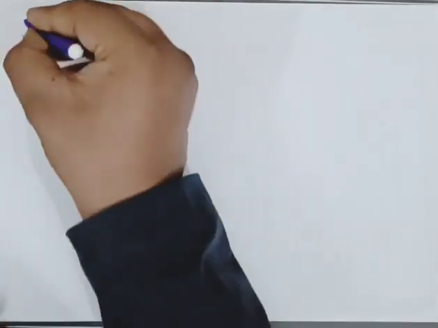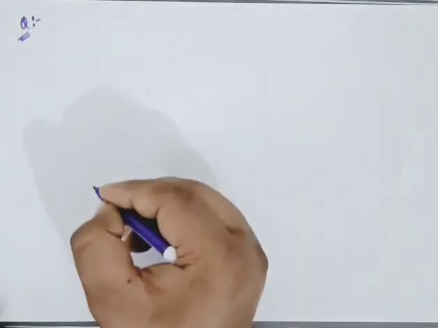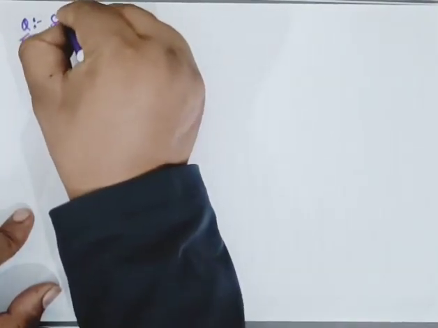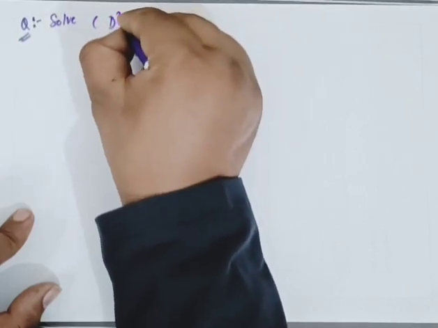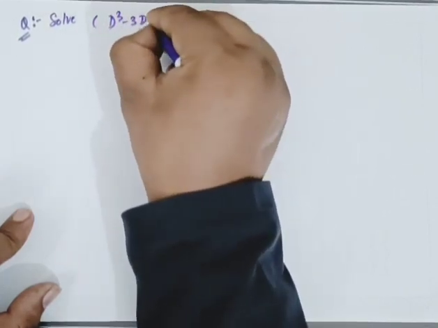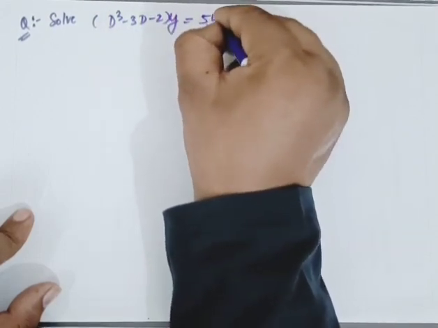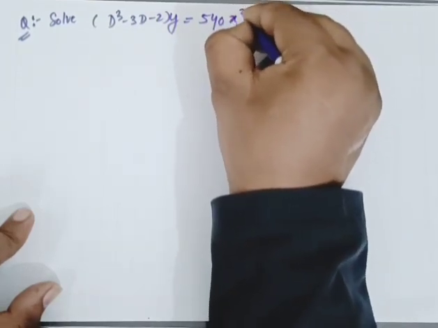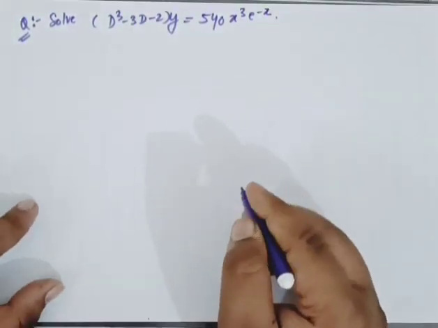Come on, the next question is: find, or solve, d to the power 3 minus 3d minus 2 y is equals to 540 x to the power 3 and e to the power minus x, okay. Now we need to solve this question.